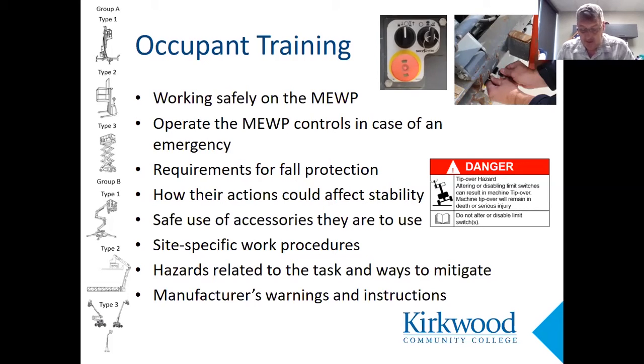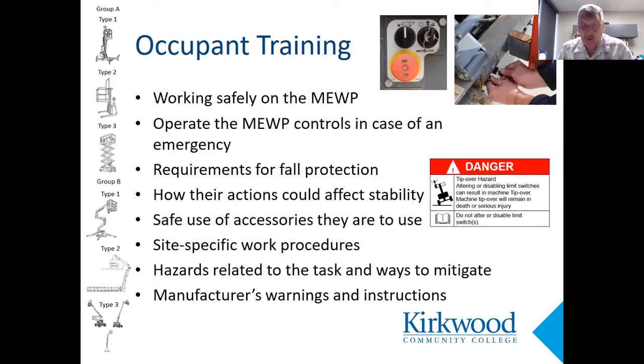Operate the MEWP controls in case of an emergency. The occupant needs to know how to lower that lift in the event of an emergency. They're up in the basket and something happens to the operator, they need to be able to know how to lower it. Requirements for fall protection. So if you're requiring fall protection, then you need to make sure that they're trained on that. Know their actions that could affect stability. Again, up in those lifts, every action seems to be exaggerated as you bounce around and move from side to side. So nice and smooth.